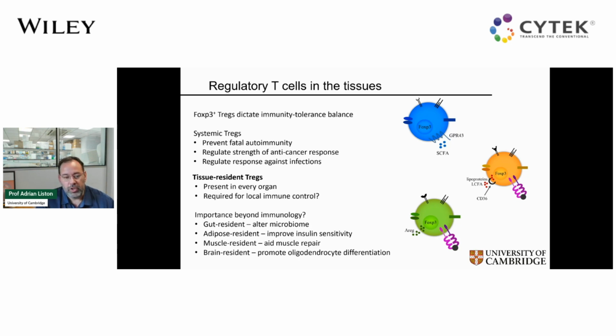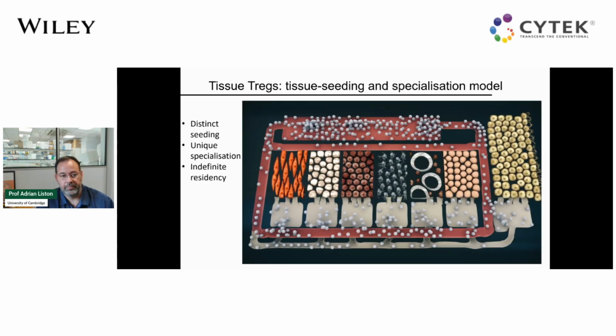But beyond immune control, it looks like these tissue Tregs have important roles in the homeostasis of the tissues. In the gut, Tregs can alter the microbiome. In the adipose, resident Tregs can improve insulin sensitivity. Muscle Tregs can help muscle repair. Brain Tregs can aid oligodendrocyte differentiation, and so forth. So they have this set of really important functions that don't only dampen down immunity, but they also seem to promote repair and return to homeostasis after any type of damage or inflammation.